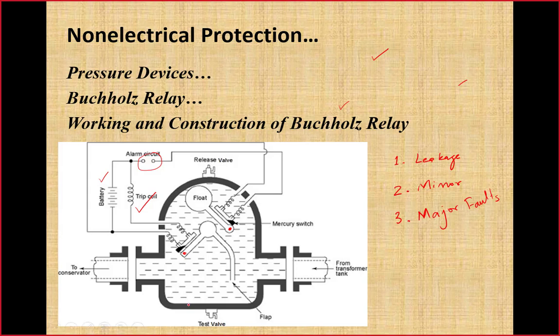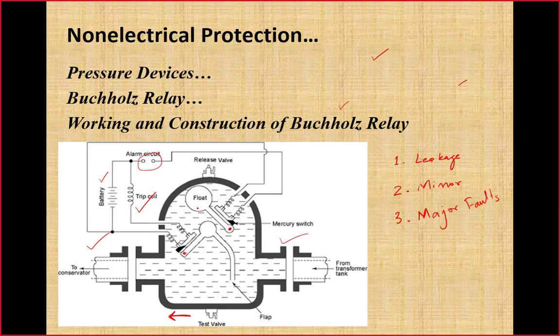In the first slide where I showed you the diagram of the buccal relay, there was an arrow that shows how to install that buccal relay. Remember, the arrow will be like this. The arrow tail side of the buccal relay will be connected to the tank of the transformer, and the arrow head will be connected towards the conservator. So during normal operation, this buccal relay is completely filled with oil up to the top point, and these two floats will be in the topmost position, and switches will be open.